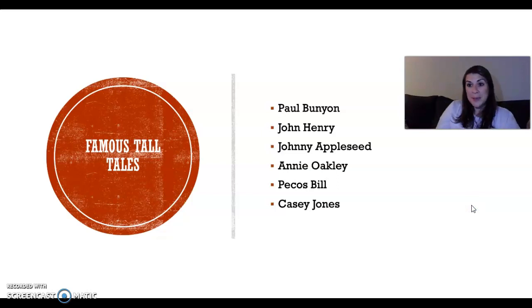So here are examples of famous tall tales, and Paul Bunyan, like I just said, is one of them. It's a very well-known one. John Henry, Johnny Appleseed, which you should all be familiar with. If you went to Shangam School in first grade, then you definitely know about Johnny Appleseed. Annie Oakley, Pecos Bill, and Casey Jones. These are not all of the tall tales, obviously, but these are some of the more well-known ones.